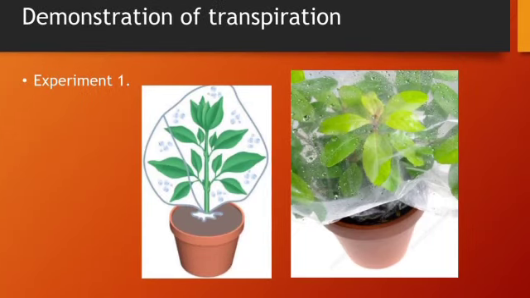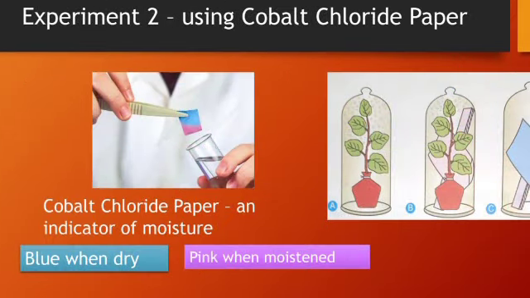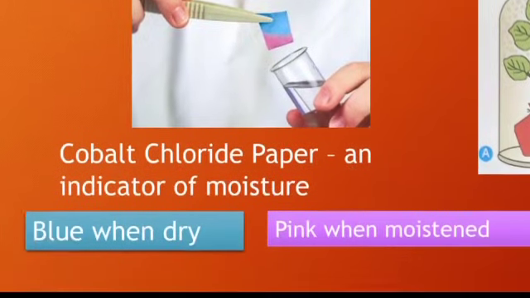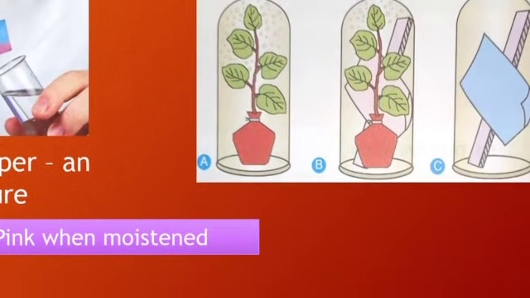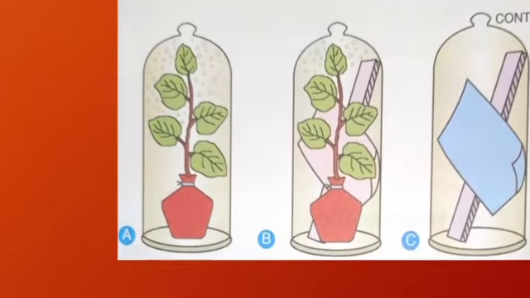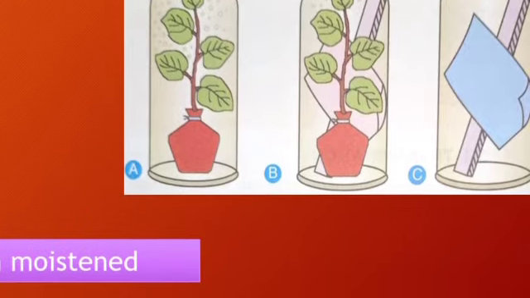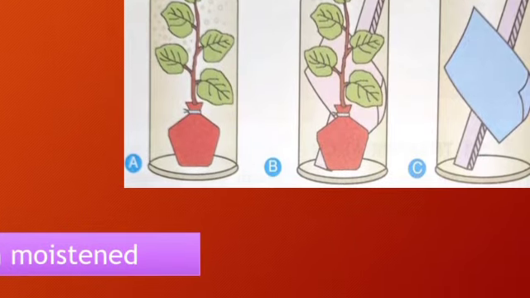Next, a demonstration using cobalt chloride paper. Cobalt chloride paper is an indicator of moisture. It is blue when dry and turns pink when moistened. So by using cobalt chloride paper, again we can demonstrate the transpiration process. In this case, we have taken three setups: setup A, setup B and setup C.